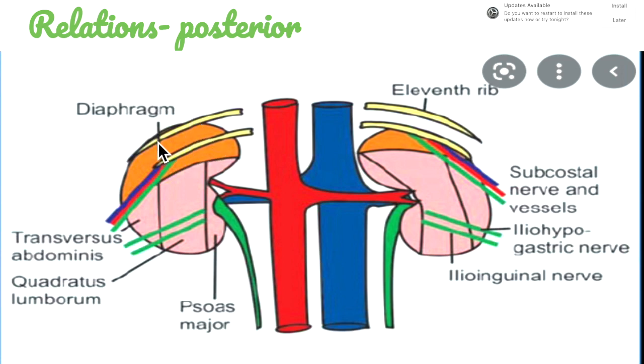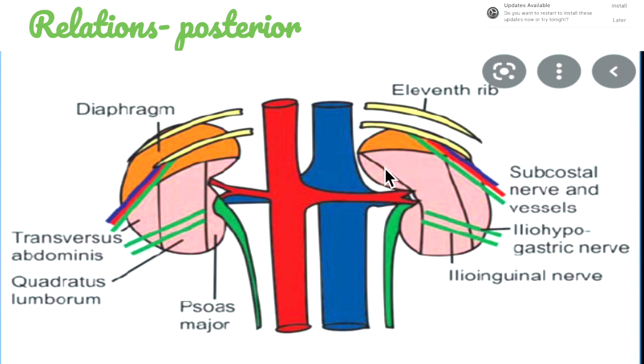These posterior relations we can study in two parts, upper part and lower part. The upper part for both kidneys is related to the medial and lateral arcuate ligaments of the diaphragm. In the upper part, the left kidney is related to the 11th and 12th ribs, whereas for the right kidney, only the 12th rib is in relation.